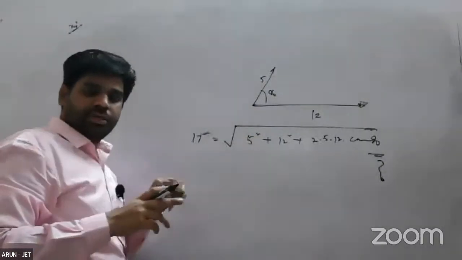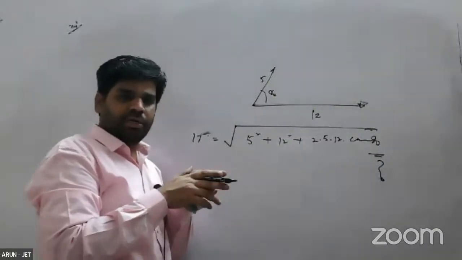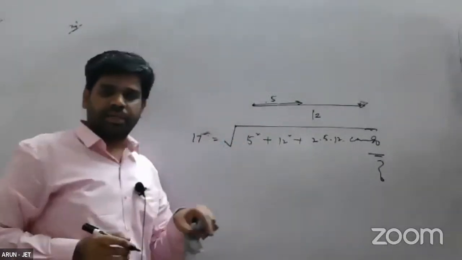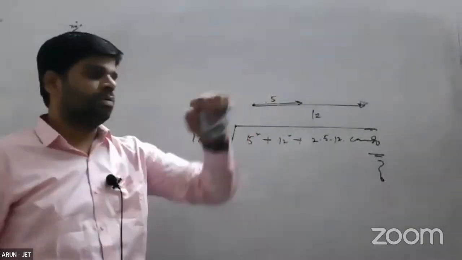When will you get the maximum resultant, the sum a plus b? When the angle between them is 0, when 5 and 12 are in the same direction. When cos theta is 1.